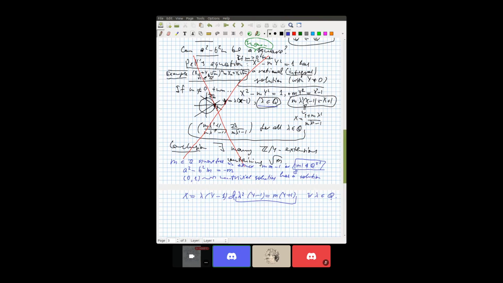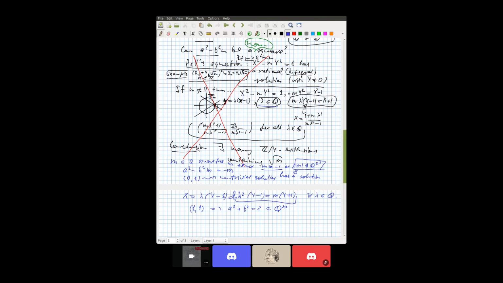But the case left is what happens if m is minus 1. Then of course it's not a problem, because you have to show that this can be non-square, and you just take 1 and 1. Then a square plus b square is 2, which is not a square. And that's it.